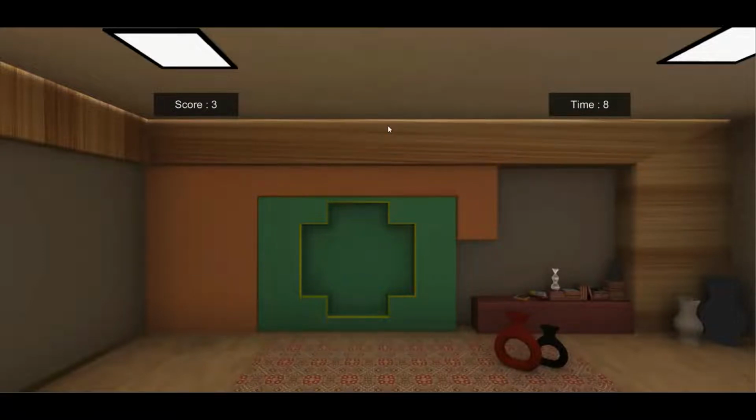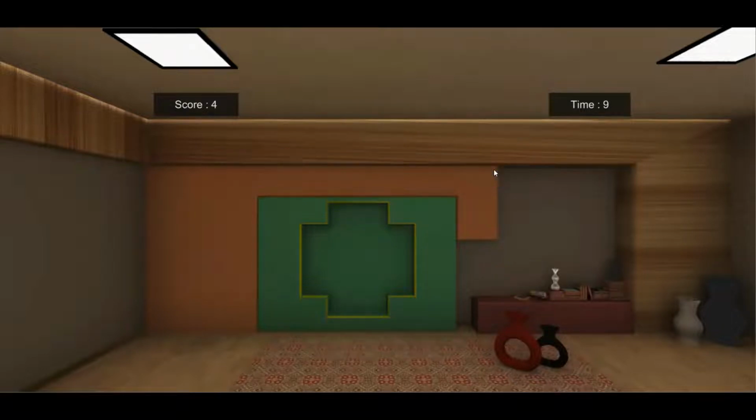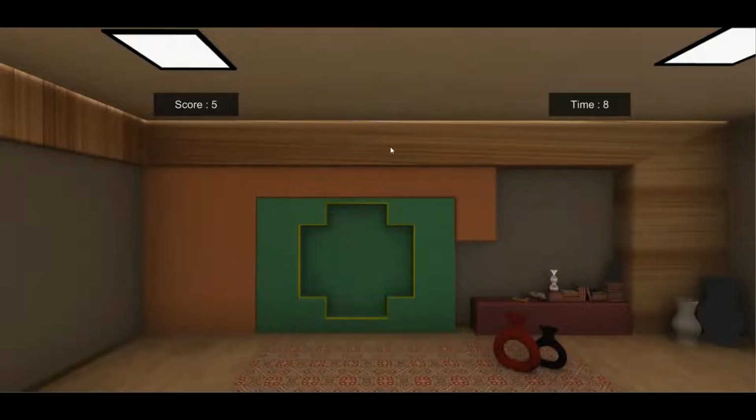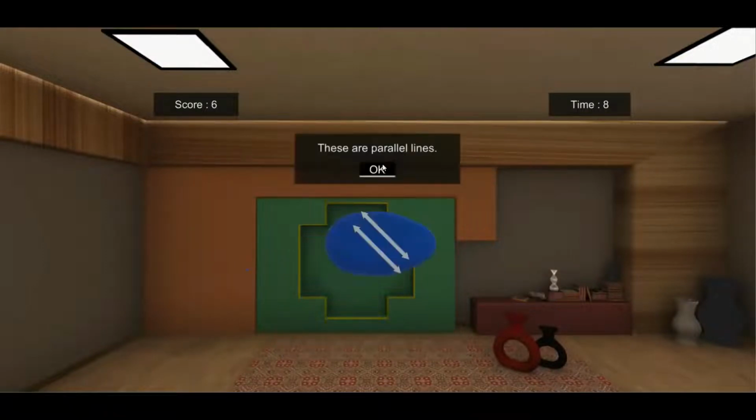Correct. This is the ray. Click on the point. Right. This is a point. Click on the line segment. Correct. This is a line segment. Click on the parallel lines. Correct. These are parallel lines.